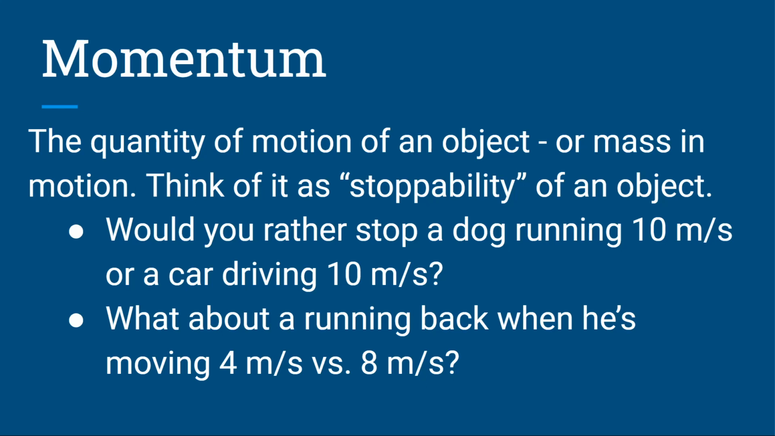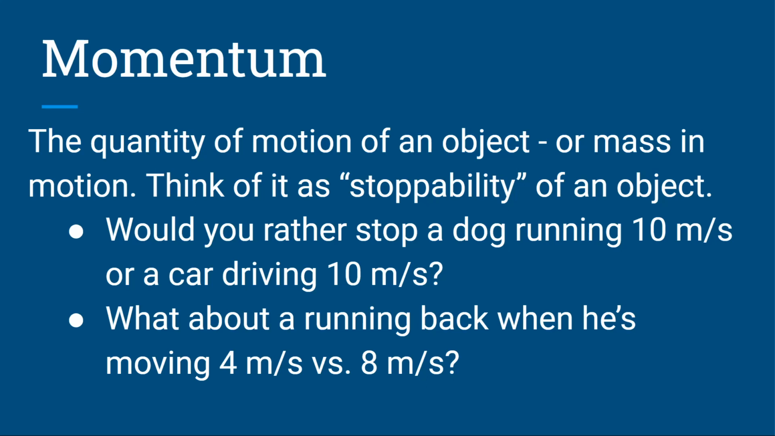Okay, or what about a running back when he's moving 4 meters per second versus 8 meters per second? Yeah, the slower speed. He's going to have less momentum, less quantity of motion, easier to stop him than if he's moving twice as fast. So these are the same types of concepts that we talked about last semester, but just again to remind you before we get into conservation, obviously we need to know what momentum is so that we can have a better understanding of what we're talking about when we talk about conservation of momentum.